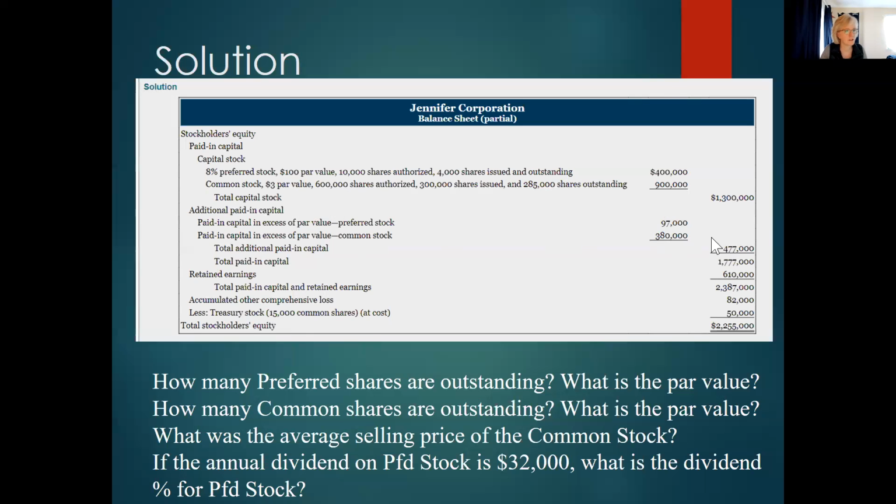Additional paid in capital is just the dollar amount difference. And then you add these two together and you get the total value of the paid in capital. And then on Wednesday, I asked you, what was the average selling price of the common stock? So you would add the 900,000, the balance in the T account common stock, and the 380,000, the balance in additional paid in capital, common stock, and then divide it by the issued shares, and you get your issue price, your average selling price on the market.